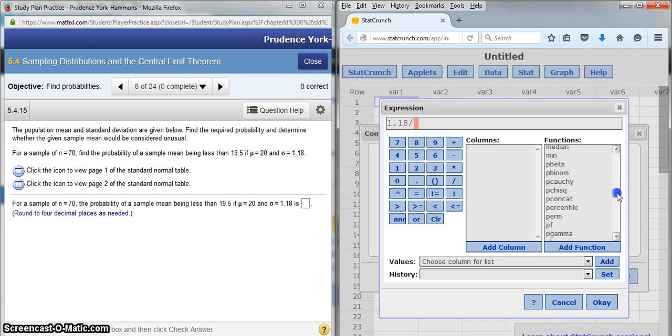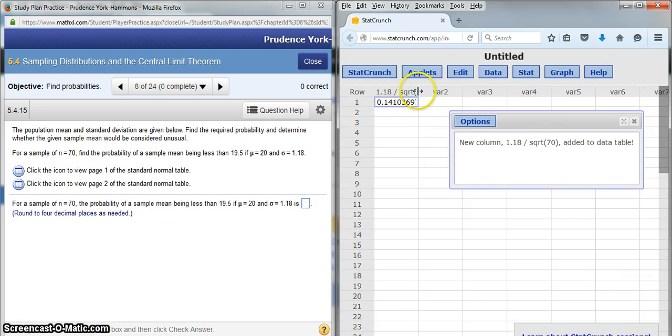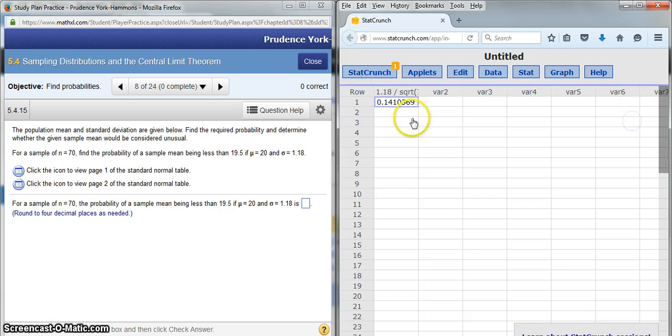So I'm going to scroll down. You can type it, or you can scroll down and find square root, SQRT, right there. Or you can just type SQRT, parentheses, and n is 70, so I take the square root of the sample size. I'm going to click OK, and I'm going to click Compute. Now I'm going to close the box. It's hidden, but it's not deleted. I'm going to enlarge the window so you can see.